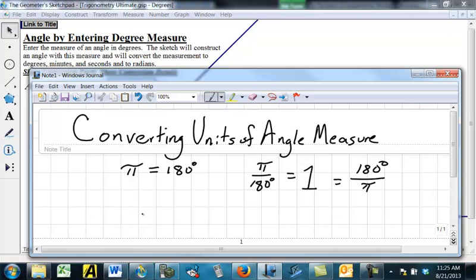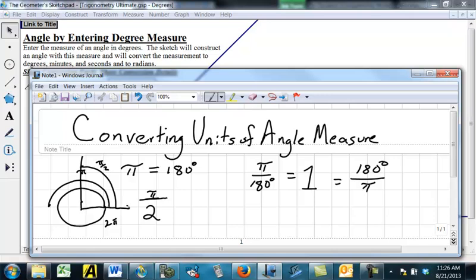So, for example, if we have an angle of pi over 2, let's think about where that would be. A full circle would be 2 pi, a half circle would be pi, and so a quarter circle would be pi over 2. So that is a right angle. There's a measure of a right angle.